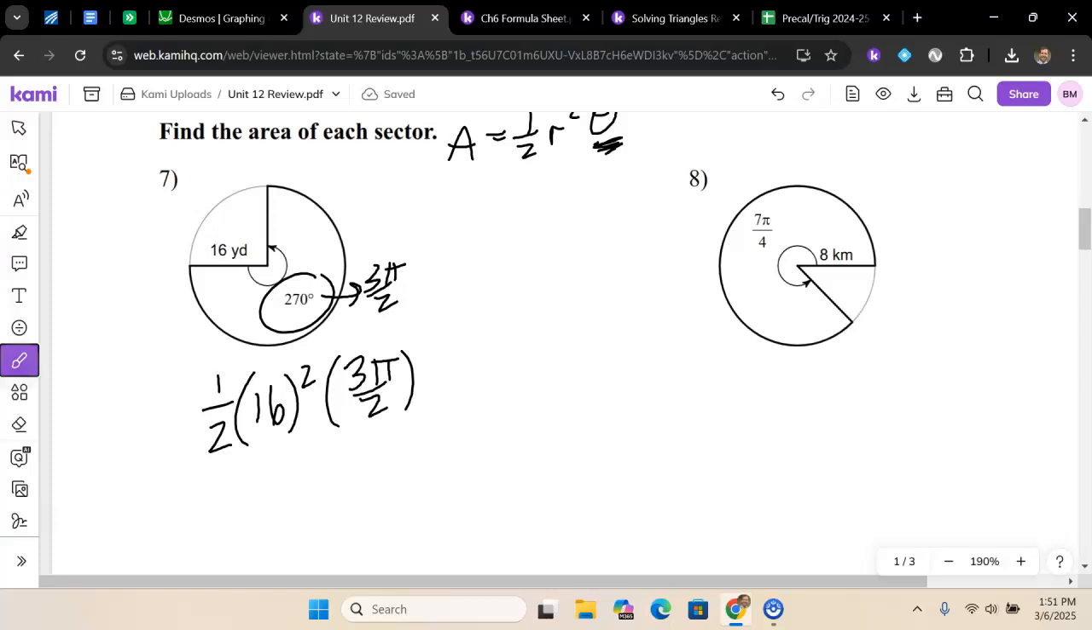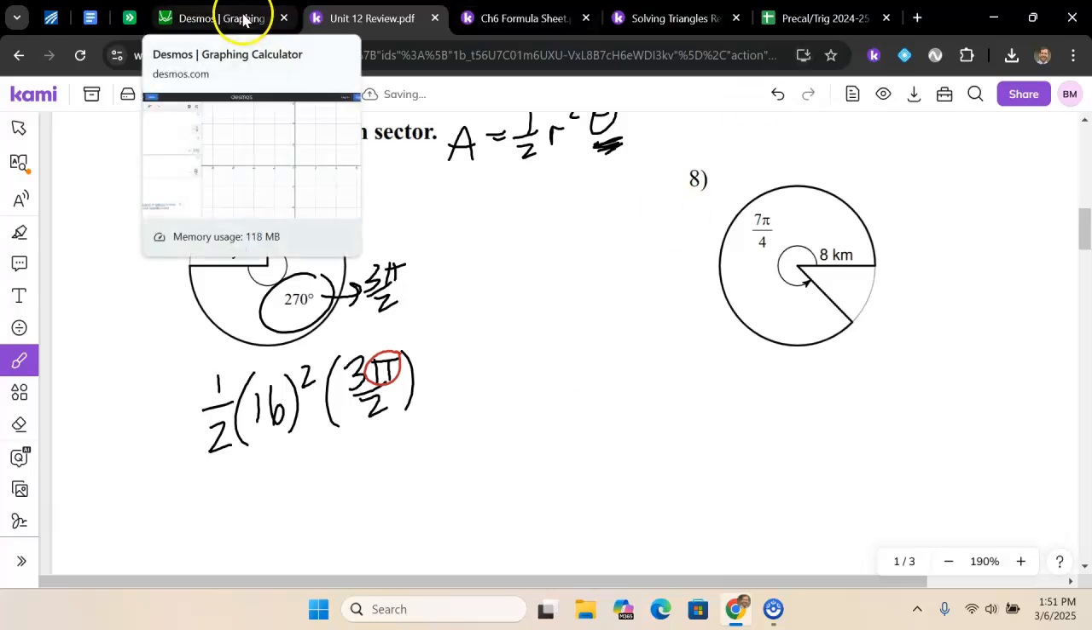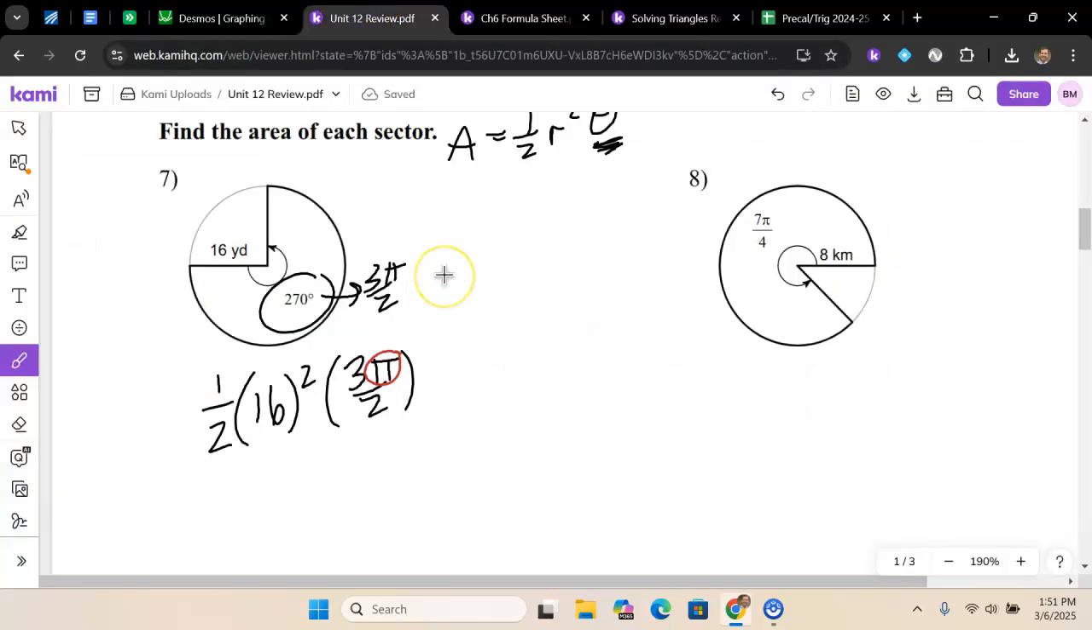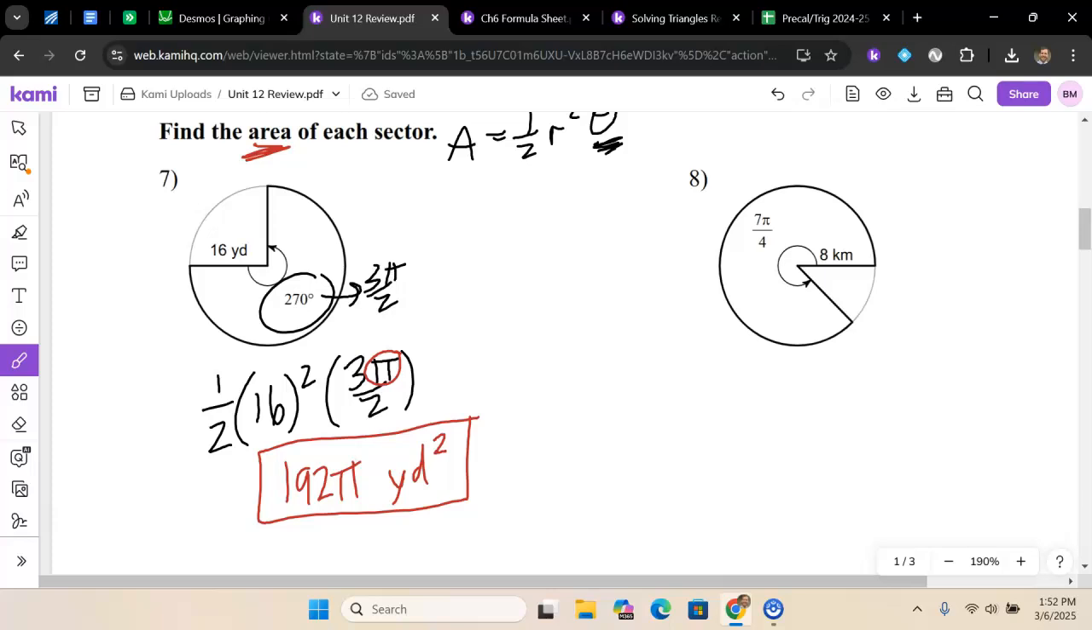What I would do to plug this into the calculator, I would just plug in everything except for the pi. So I would do 1/2 times 16 squared times 3 over 2. That gives me 192, and then I attach the pi. So this is going to be 192 pi. And since we are finding area, its unit is yards squared.